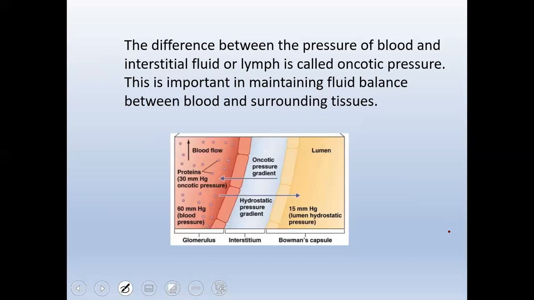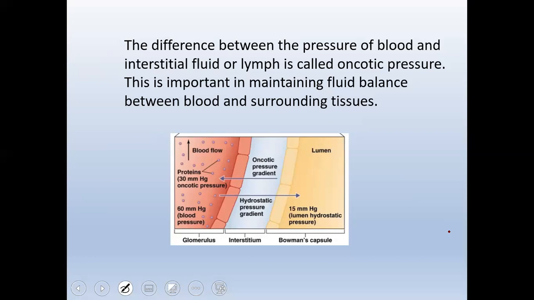The difference between the blood and the interstitial fluid, which is the fluid inside the tissue, is called the oncotic pressure. And that will promote the movement of fluid. Again, we're just talking about movement of stuff. The oncotic pressure will promote fluid either moving in or out of the tissues.